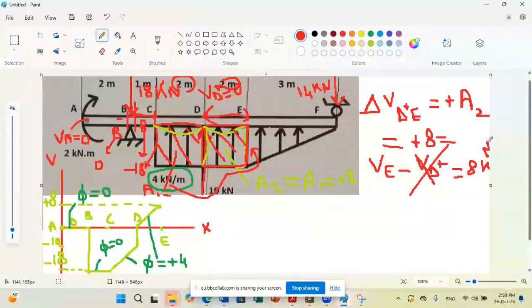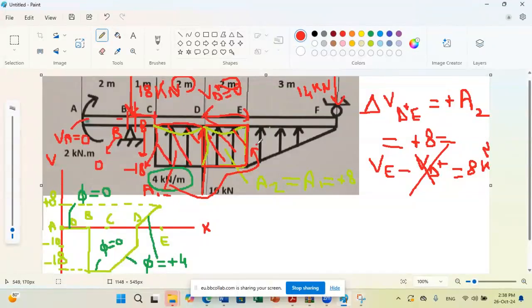Okay. Now, here, we still... Yes? Sorry, here plus 8 because the load is upward. The distributed load is exactly upward. Okay. Yes. If the distributed load is downward, we will put minus area. Okay? Like we did in class last time.